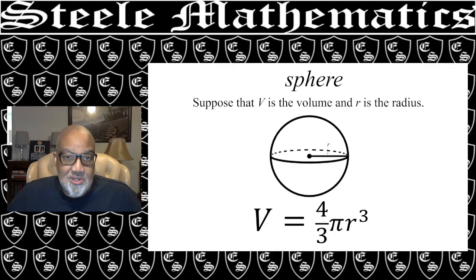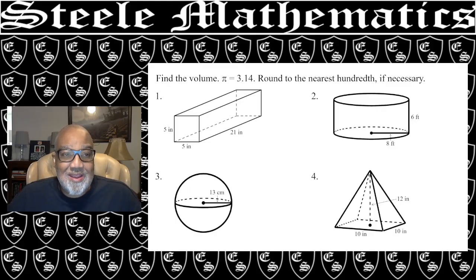So here's some examples. Let's say you are to find the volume. Pi is 3.14, and you're going to round to the nearest hundredth if necessary. Well, to find the volume of a prism, a pyramid, or a sphere, you have to first recognize what shape it is. So like for number one, if you look at the front and the back, this is actually a square pyramid. Or should I say a square prism, excuse me. So since this is a prism, you would use this formula.